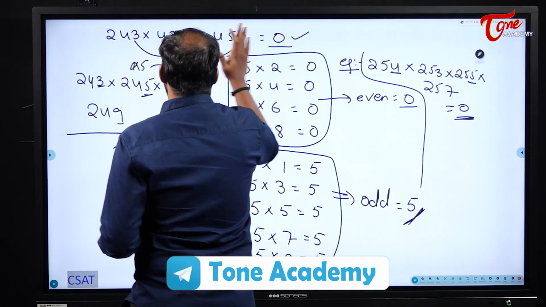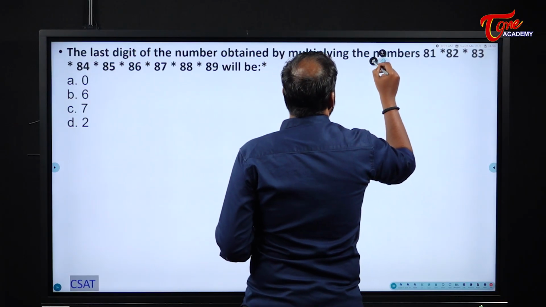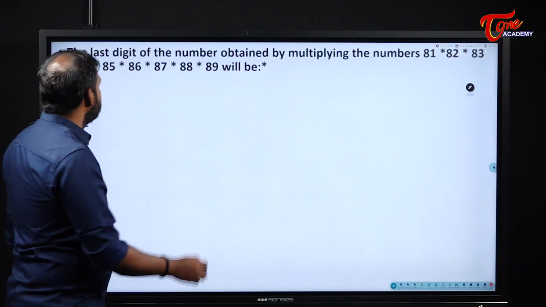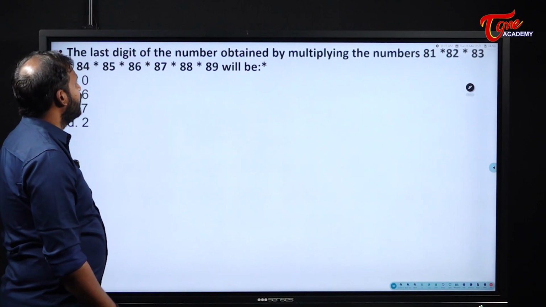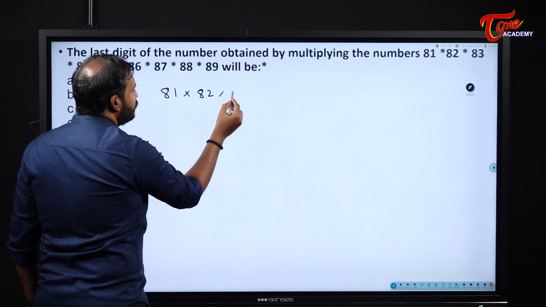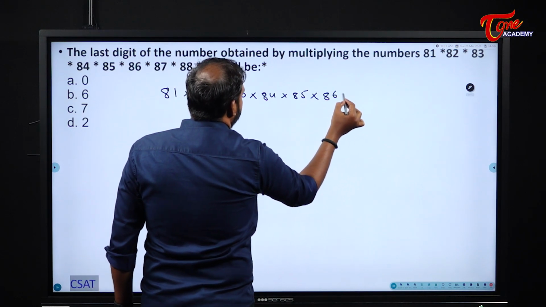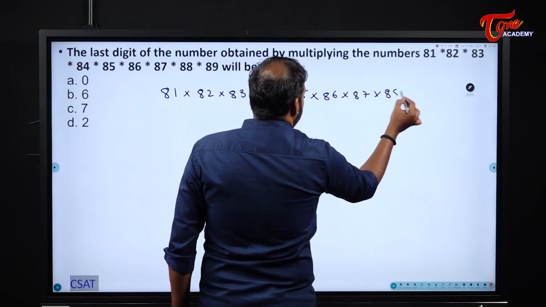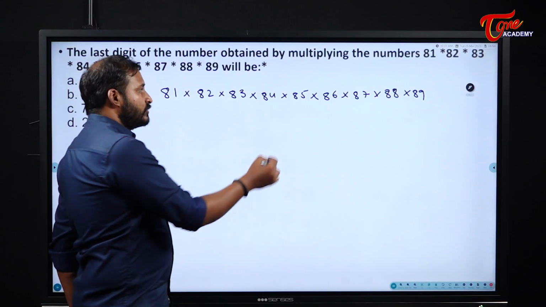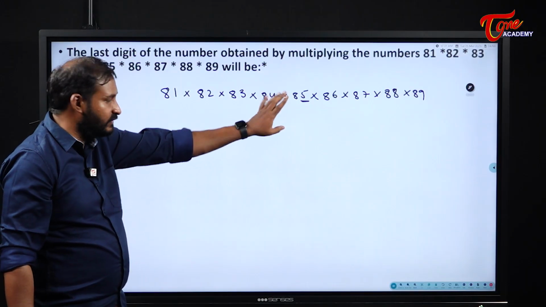Okay, so when you have powers in the units place, now see here, the last digit of the number obtained by multiplying the numbers 81 till 88, 89 will be. Now please see here, already I told you, whenever you have these type of questions, 81 into 82 into 83 into 84 into 85 into 86 into 87 into 88 into 89. Now whenever you see this type of question, our first glance should go to 5. Whether we have 5 at units place. Yes, we have 5 at one place.